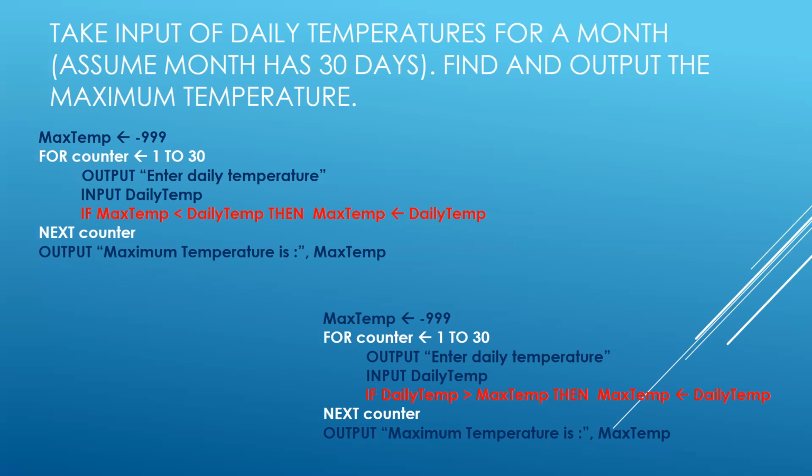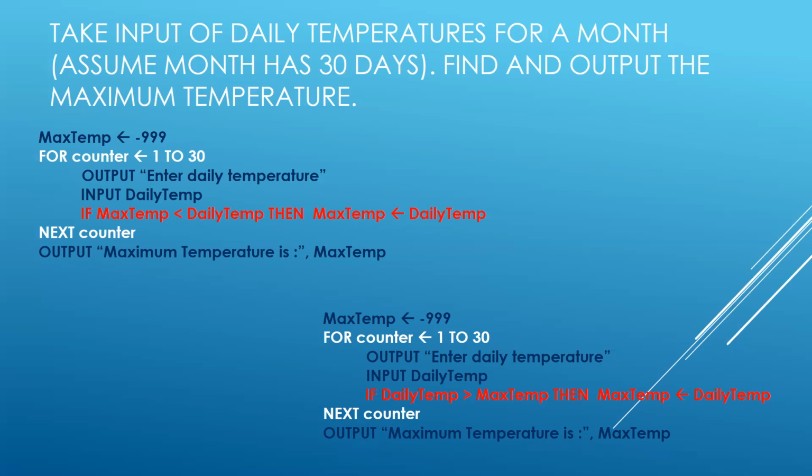That's great. You can observe that the loop is the same. Again, 30 times input is taken, but the only change is in the first method, we have used max temp earlier and daily temp is written later, and there is a less than sign. On the contrary, in the next one, daily temp is written earlier and max temp is written later, and the sign has changed, now it is the greater than symbol. That is the only change.